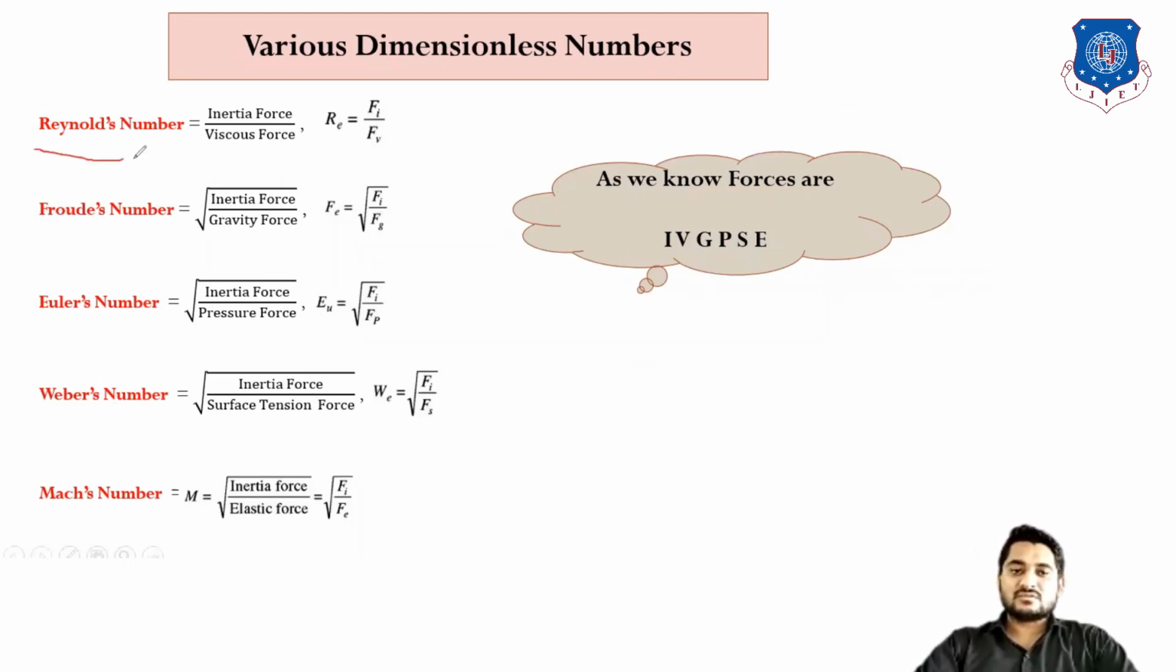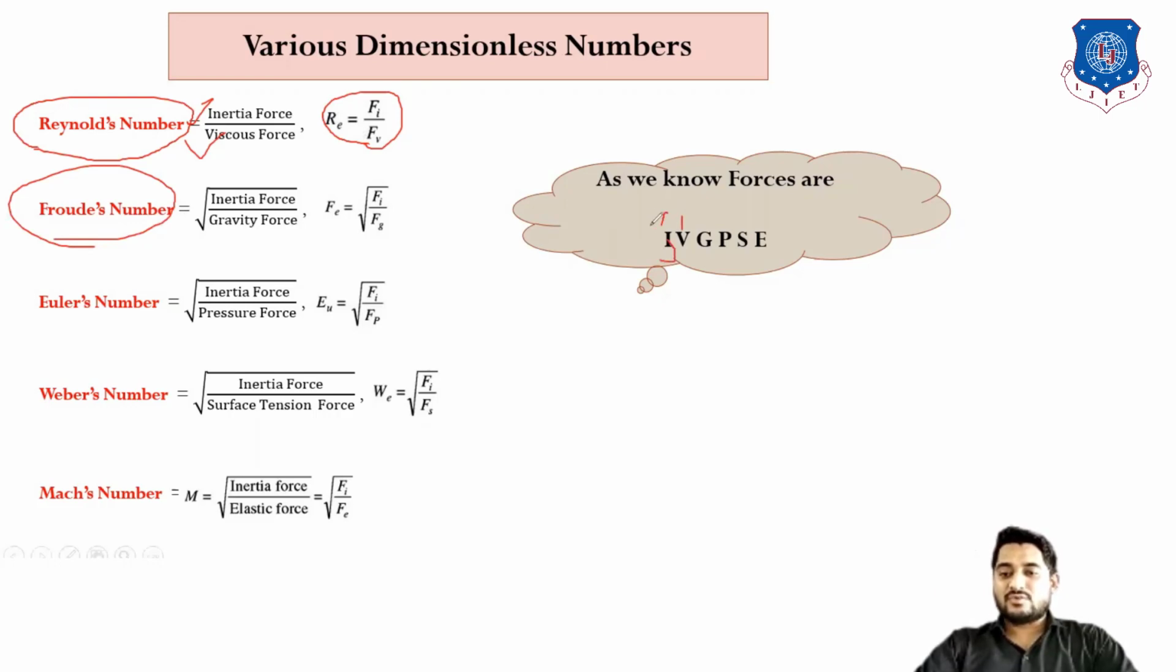Our first number will be Reynolds number. Basically Reynolds number means the first force divided by the second force. So inertia divided by viscous. Clear? So inertia force divided by viscous force. Second number will be Froude number. For Froude number, the first force remains as it is and we divide by the third one. So first divided by third, inertia divided by gravity, that means Froude number.